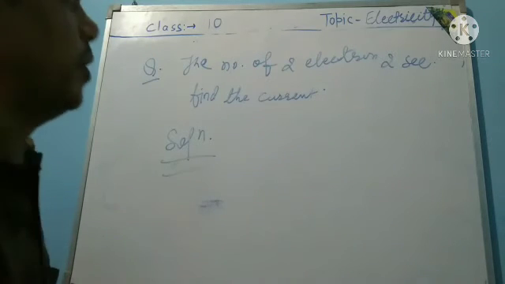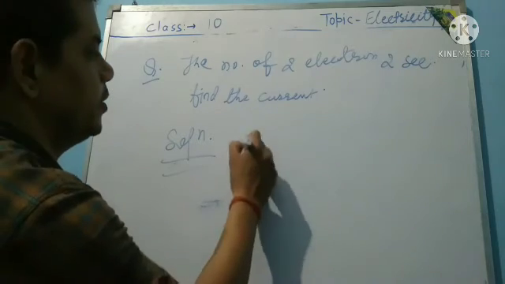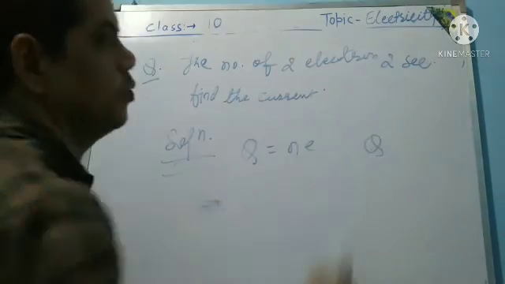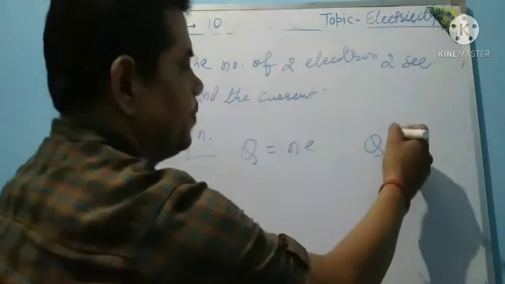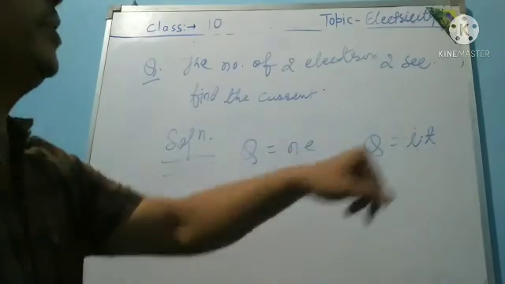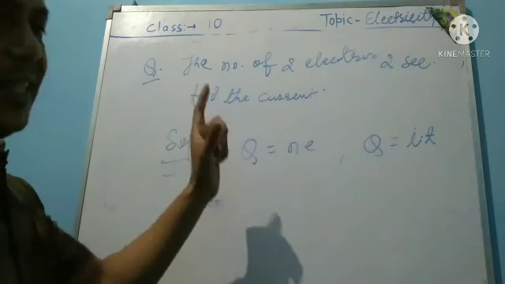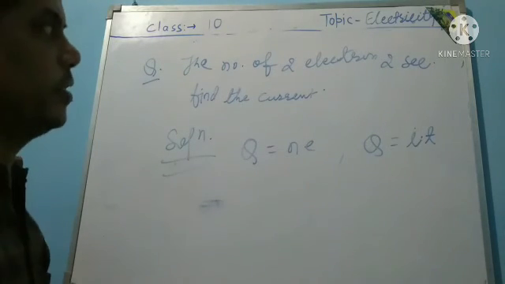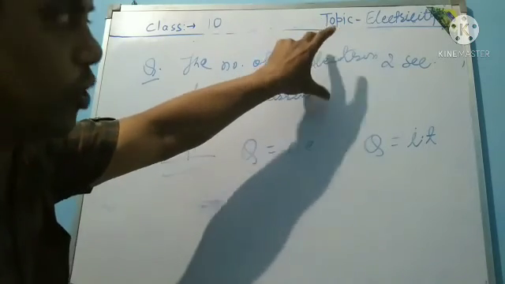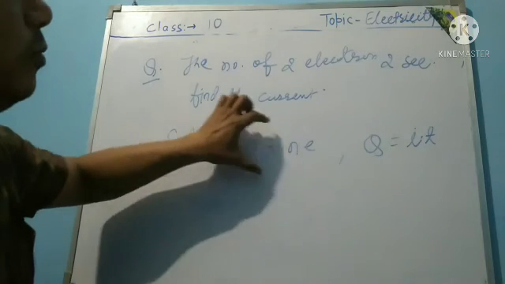We know two formulas. First is Q equals Ne and another is Q equals I t, where I is current, t is time, Q is charge and N is number of electrons. In that question, the charge is not directly given, so we need the equation Q equals Ne.